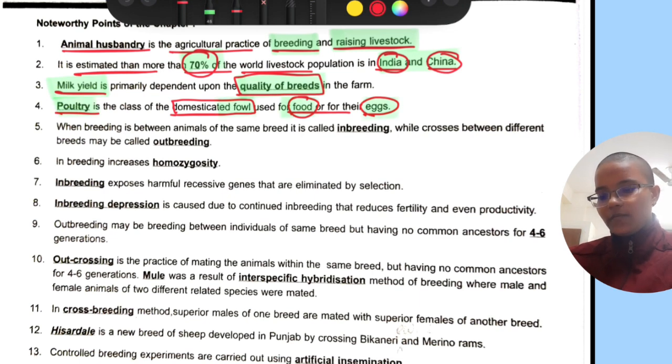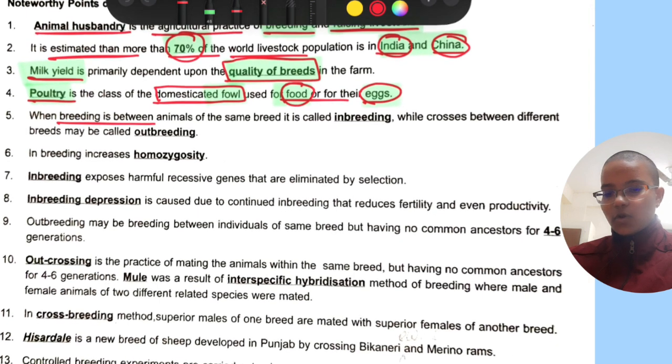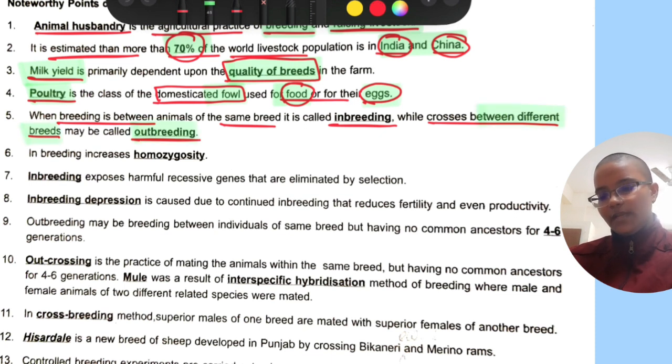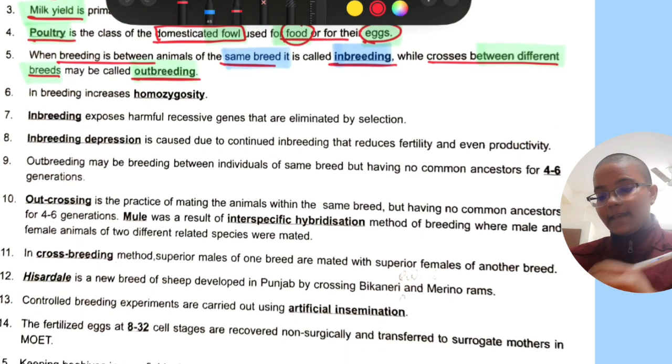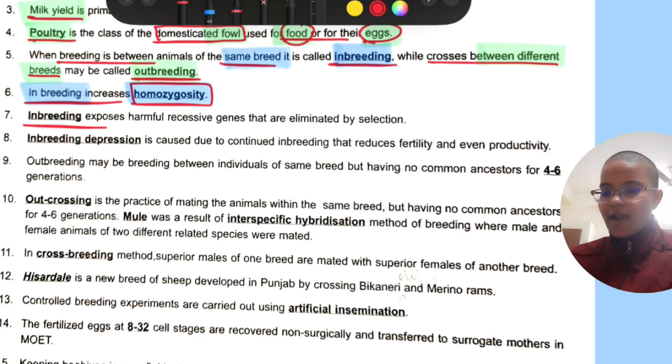When breeding is between animals of the same breed, it is called inbreeding, while crosses between different breeds are known as outbreeding. Inbreeding increases homozygosity. Inbreeding exposes harmful recessive genes that are eliminated by selection.